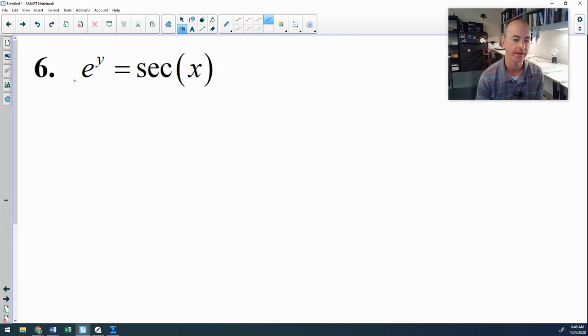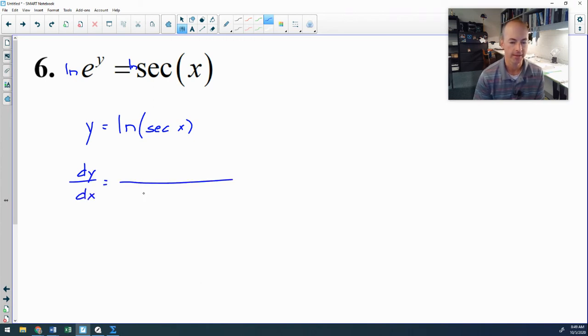So instead of diving straight to the calculus, I'm looking at this and I'm thinking if e to the y is equal to secant x, I could introduce a natural log. The natural log of e to the y is just y. And I'm going to rewrite my function instead of e to the y equals stuff to y equals the natural log of secant x.